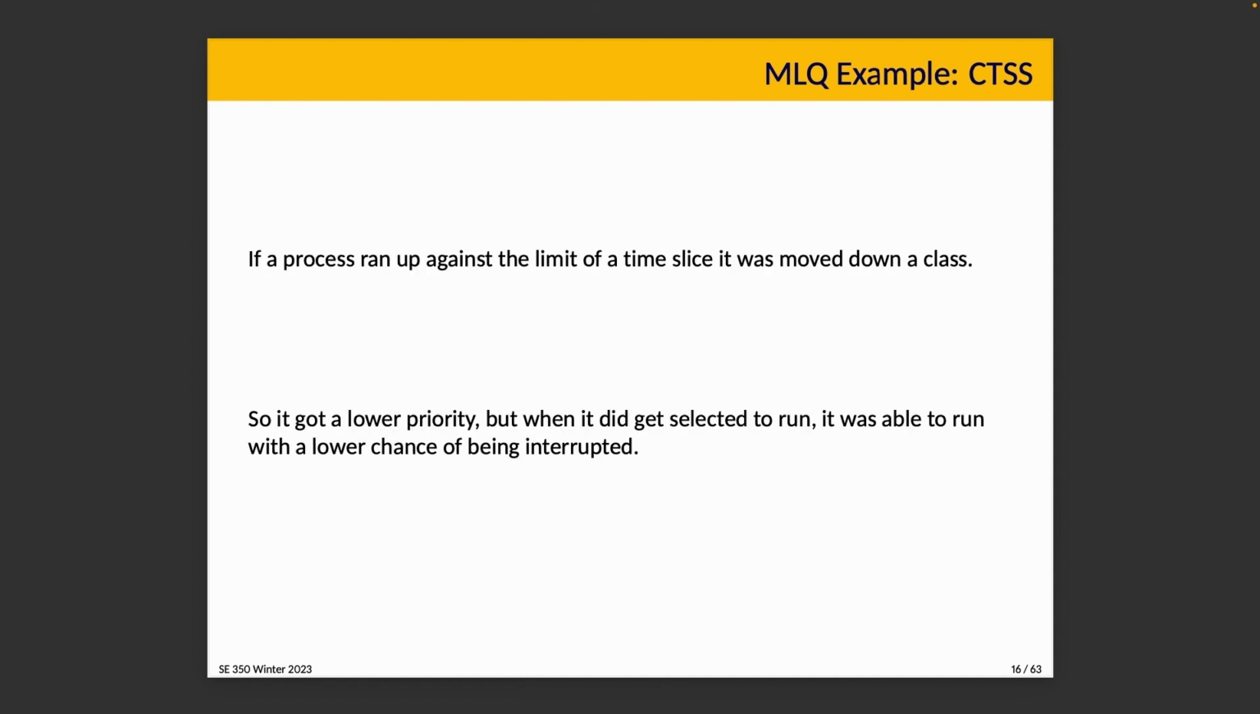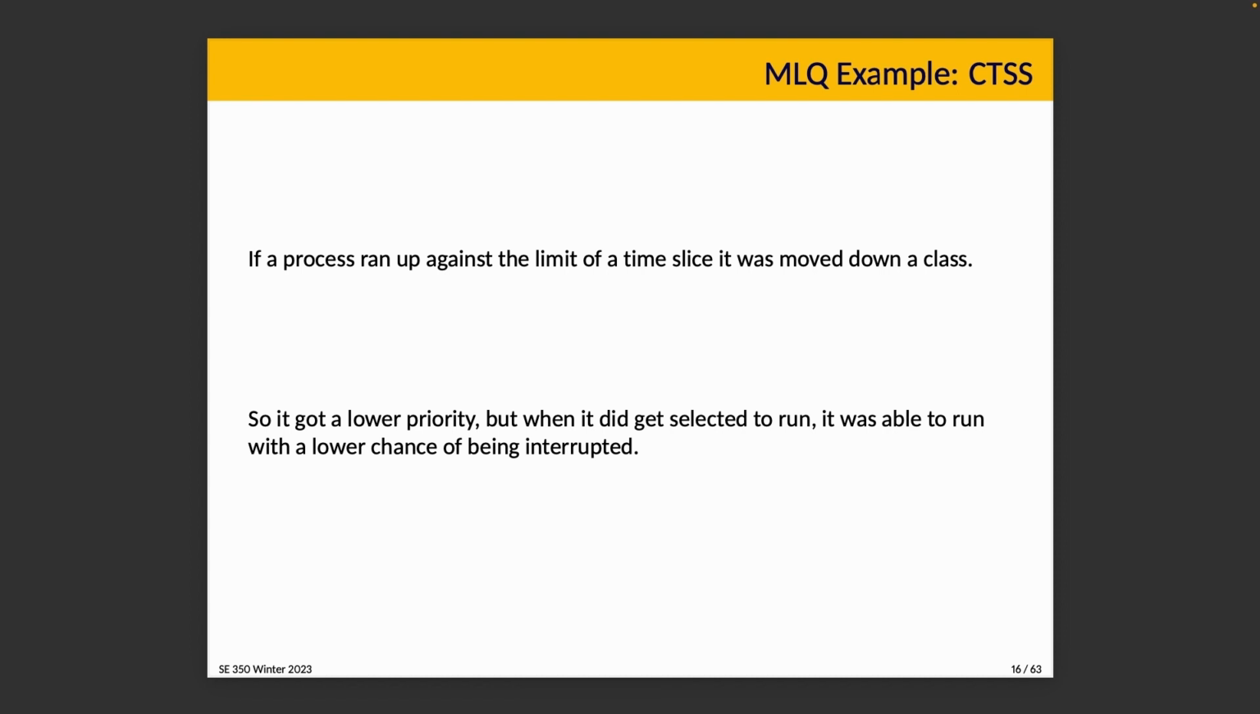Okay, so how do we determine what class a process is? Well, the rule was pretty simple. It starts out as first class, and then if it does run up against the time limit, so time slice expired without there being an I/O that happened on it, then it gets moved down 1 class until, of course, it's in the lowest group and can't move any lower.